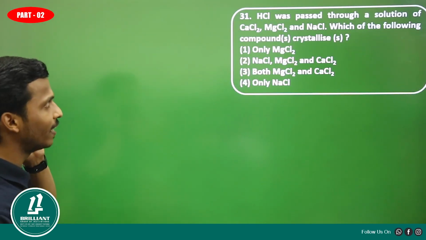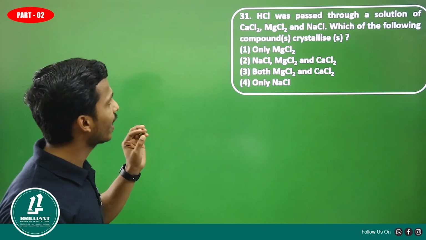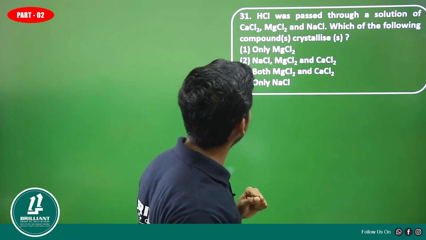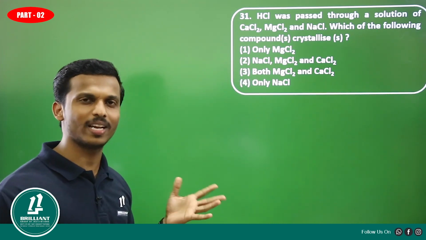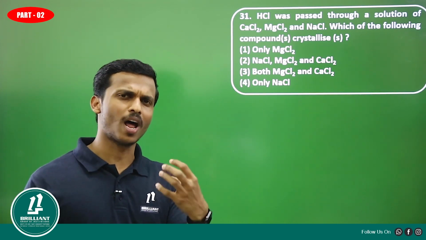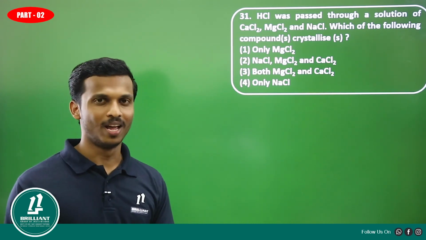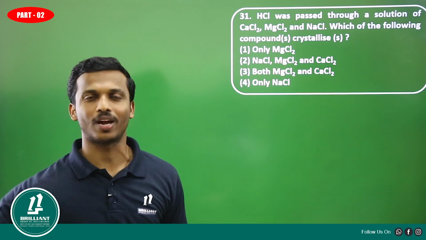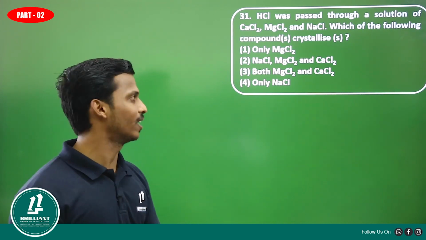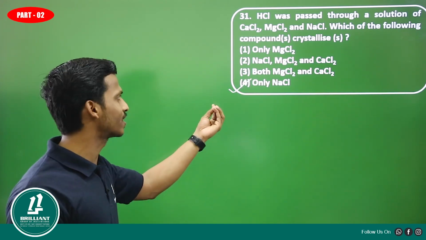Now come to question number 31. HCl was passed through a solution of calcium chloride, magnesium chloride and NaCl. Which of the following compounds crystallizes? Very simple. Magnesium chloride and calcium chloride form amorphous compounds, right? Sodium chloride, in solid state, we have studied many times that it is crystalline in nature. So the crystalline one is given only in the fourth option. So question number 31, simple answer, fourth.